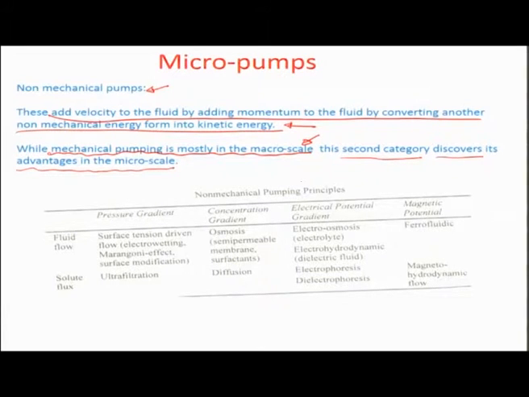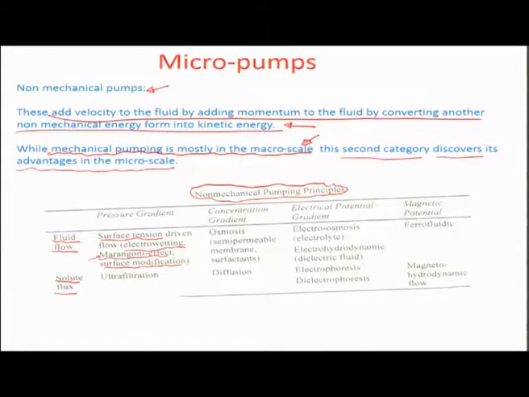Again, if I look at the classification of the different principles of the non-mechanical pumps, generally they are classified either as a fluid flow case or a solute flux case. For example, in the fluid flow case, there can be a pressure gradient created by surface tension. You already saw the electrowetting or thermocapillary effect, otherwise known as the Marangoni effect. Or by surface modification you could create a gradient surface energy surface with increasing hydrophilicity, through which a water droplet can move uphill, or move between one place to another at the same potential level, because of the gradient surface that has been created with different surface tension, surface energy, and so forth.